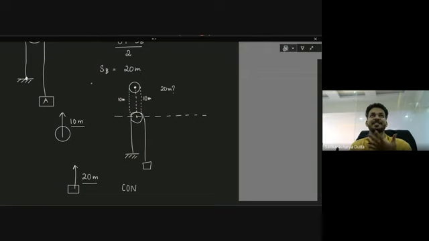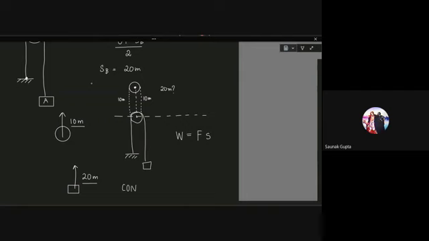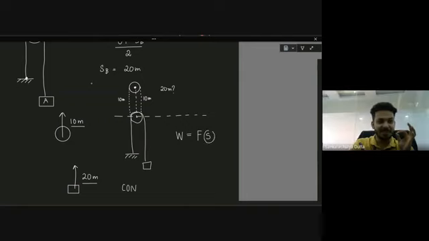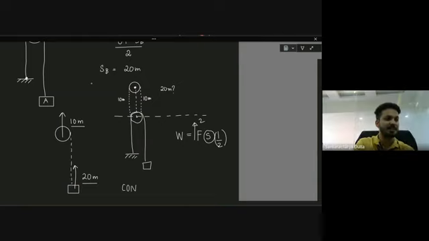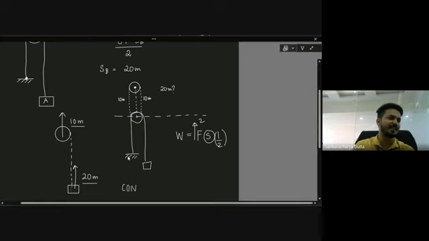So my question is, what is the price I'm paying for this half displacement reduction? The answer lies in the formula for work done. I hope everyone knows the formula for work done. Work done is force times displacement. So the way you explain this is that yes, the displacement has become half, but the force has become twice.